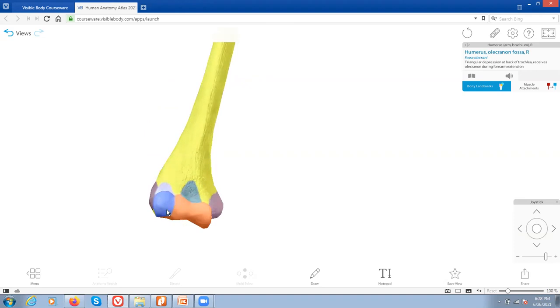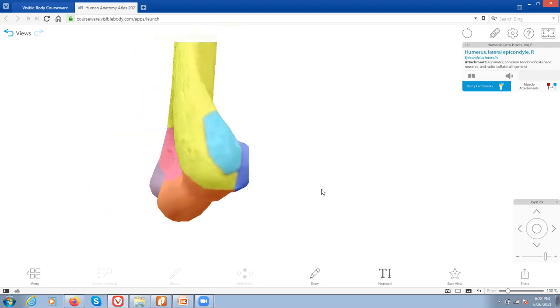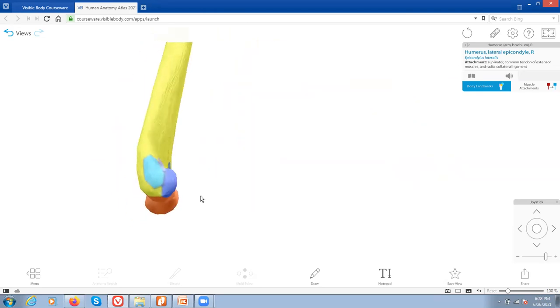Then next to the ulna, we would have the radius. So the radius would actually articulate with this portion, and so there is a little bit of a radial fossa right there. And then on either side, we do have what's called epicondyles. So we have a medial epicondyle and a lateral epicondyle. And that takes care of the humerus.